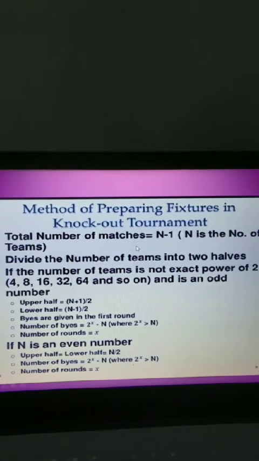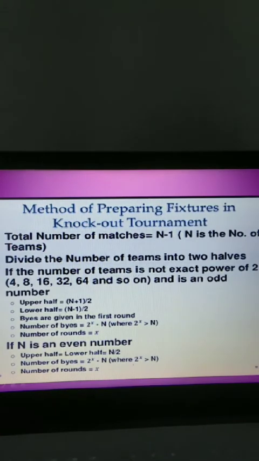Total number of matches is calculated in the knockout tournament by the formula N minus 1, where N is the number of teams. What is the formula? N minus 1 means total number of teams minus 1 will be the total number of matches in the knockout tournament. Divide the number of teams into two halves.